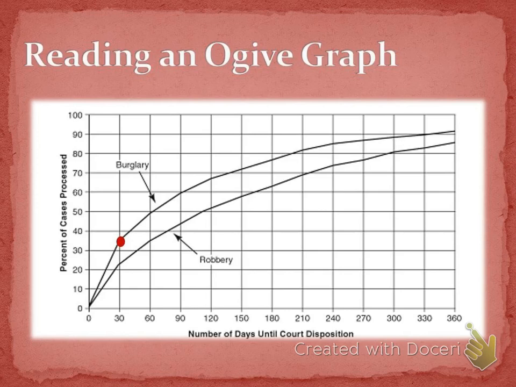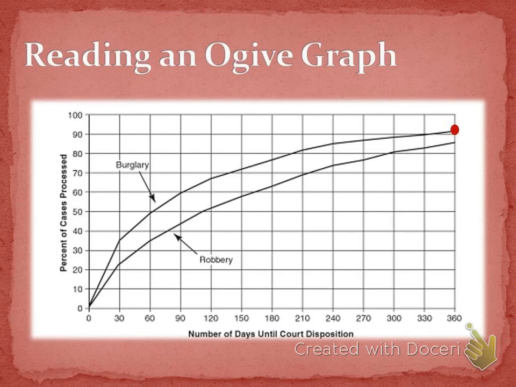30 days, right? After 30 days have gone by, we can go to 30 here on the x-axis and move up to the ogive for burglary. At 30 days, you can see that about 35% of those crimes have resulted in an arrest and gone to trial, where only 22% of robberies are at that point, right? So a little bit quicker in burglaries to find who did it and take them to trial, right?